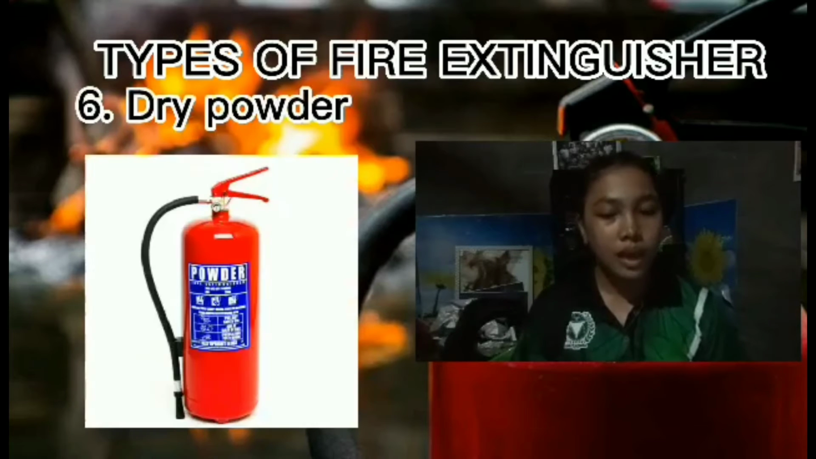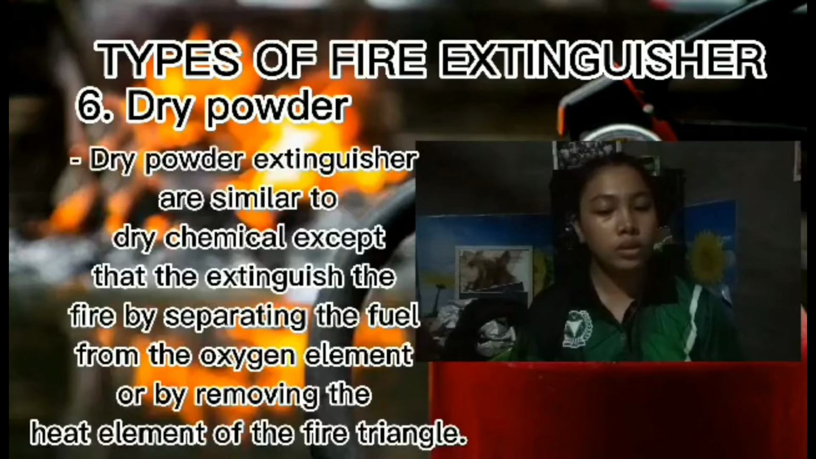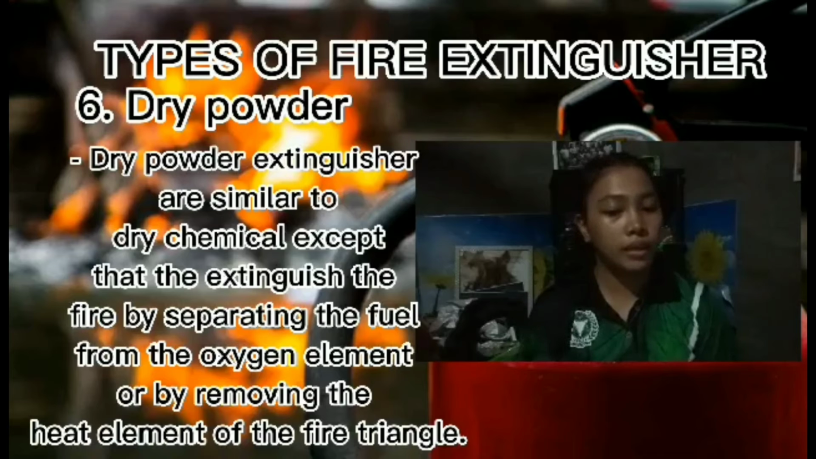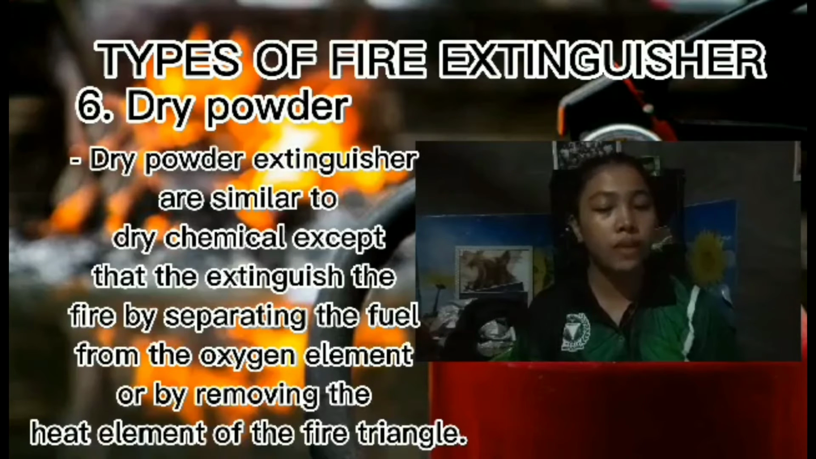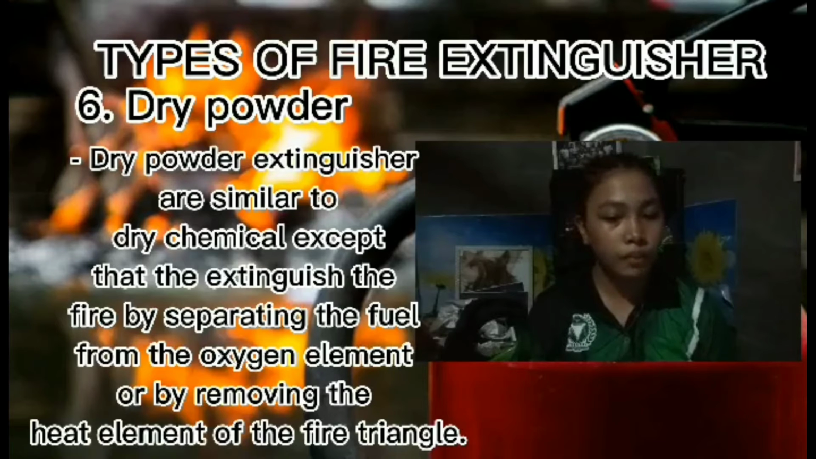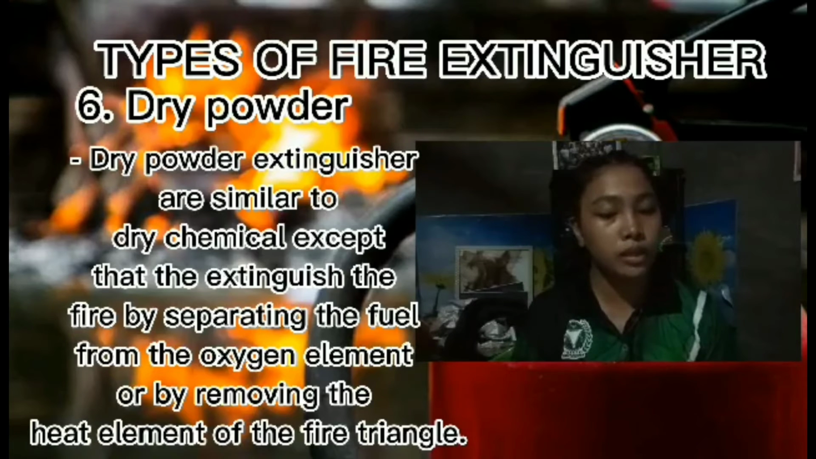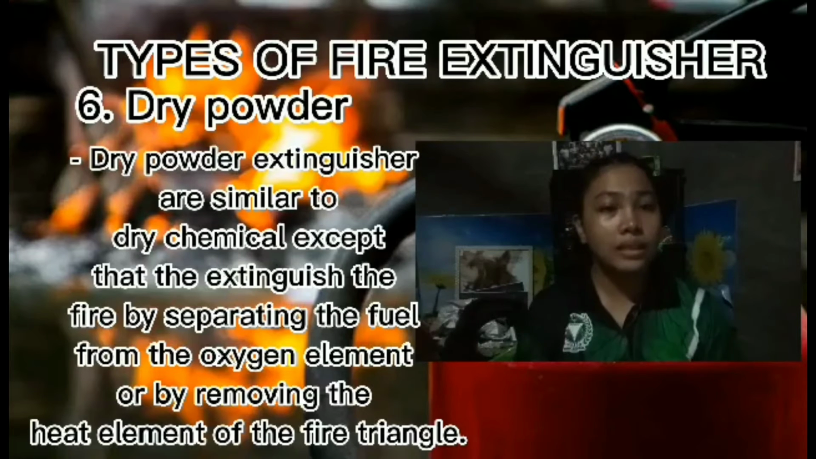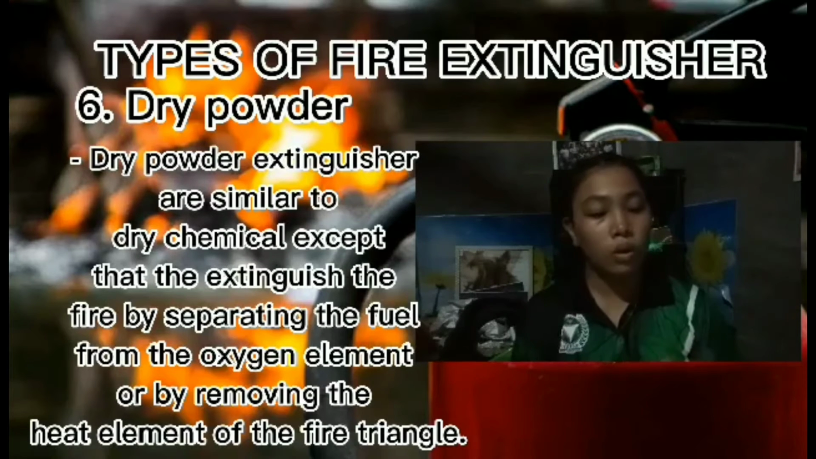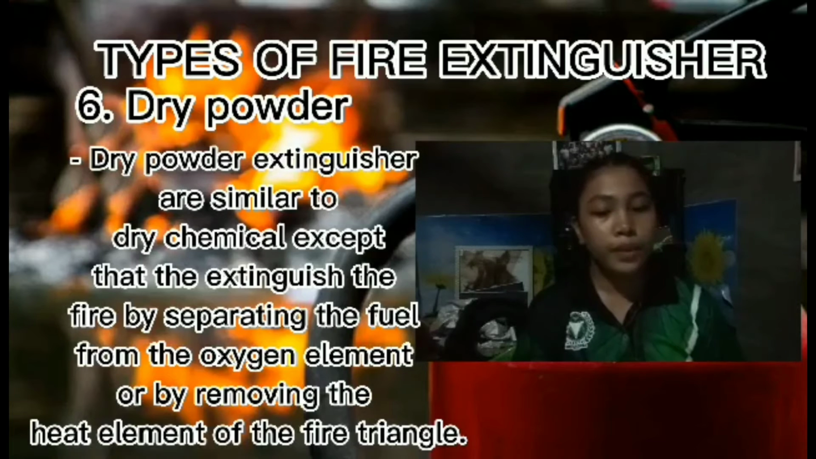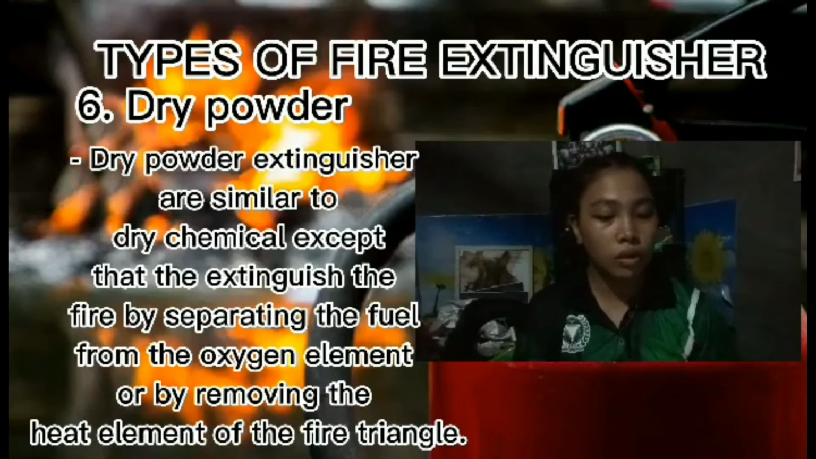Number 6, the dry powder extinguishers are similar to dry chemical except that they extinguish the fire by separating the fuel from the oxygen. This has a blue label and is used for fighting burning solids, liquids, and gases, and it is ineffective on all other classes of fires. And this is for Class D or combustible metal fires only.